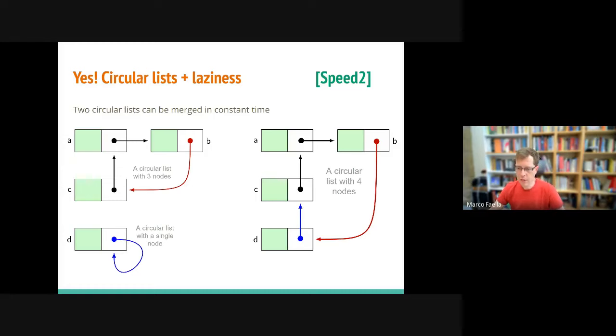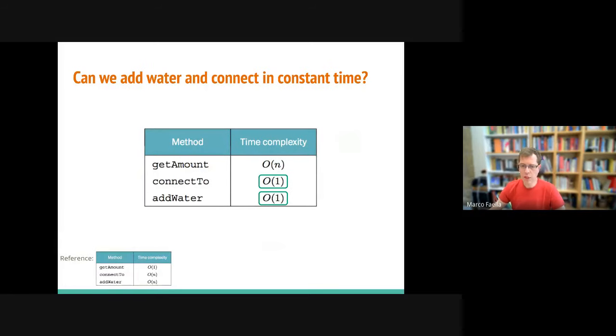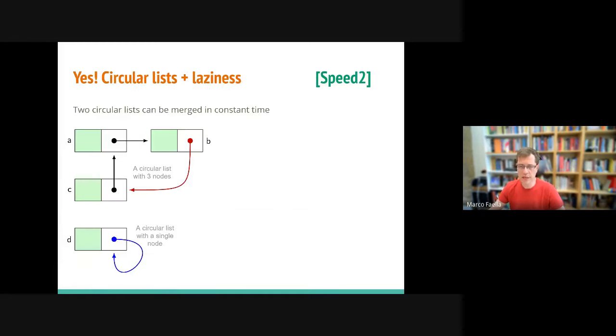In this way, you can have connect to in constant time. Now, what about add water? How can you make it constant? You make it constant by using laziness.